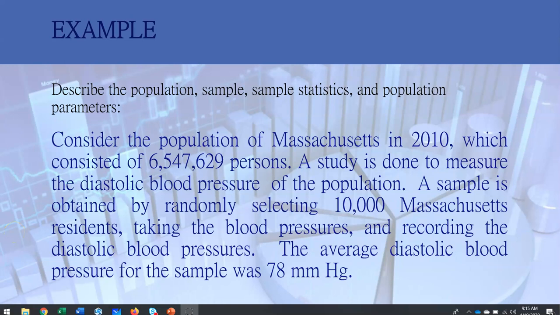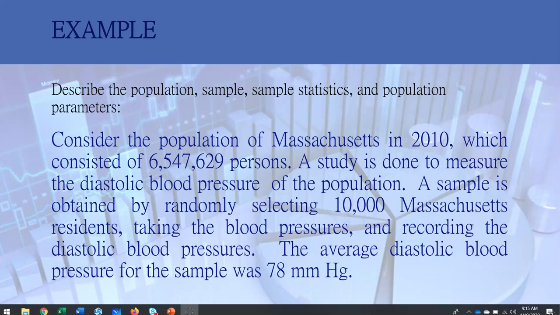Okay, so let's start with what the population is. The population is the entire group of whatever it is you're interested in. So in this case, that's all of the Massachusetts residents. They gave us that amount, which we don't necessarily need in this case, but it was the 6,547,629 people who live in Massachusetts.